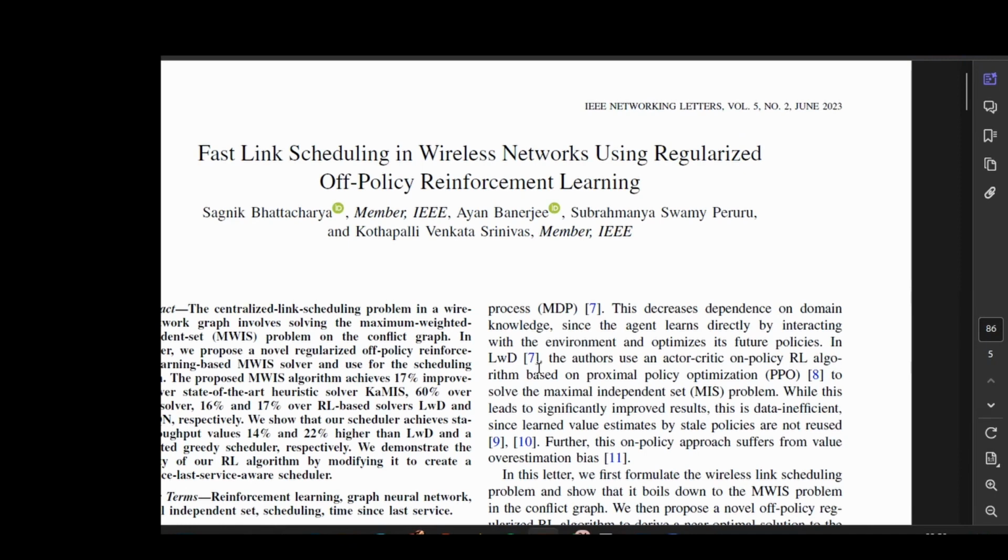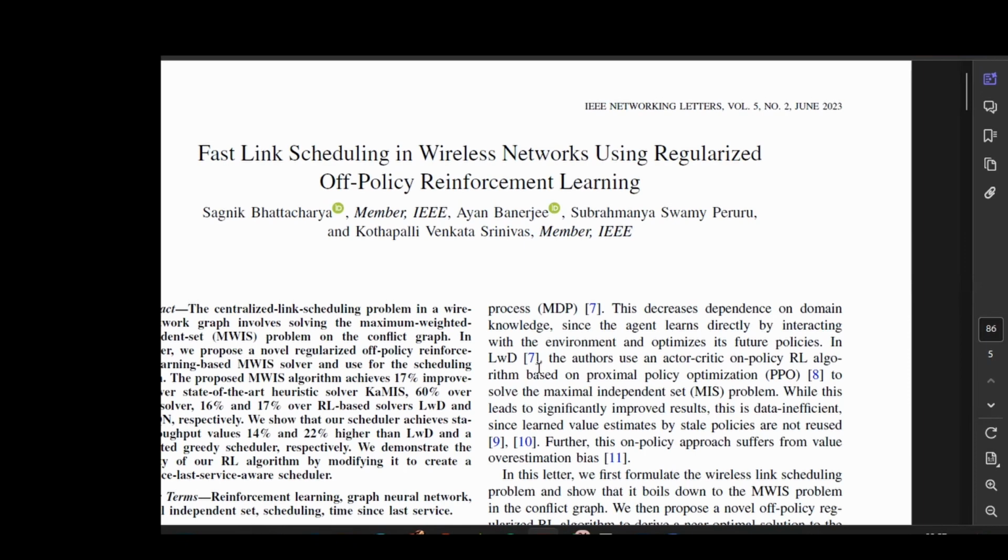is introduced. It is an off-policy regularized RL algorithm using clipped maximum a posteriori policy optimization, CMPO, to solve MWIS efficiently. This new method is robust, data efficient, and converges faster than on-policy methods. The proposed algorithm shows a 60% improvement over standard greedy algorithms, 70% over heuristic solvers like KaMIS, and significant improvements over other RL-based solvers. The numerical analysis demonstrates superior performance in terms of efficiency and outcome. It also has applications to network link scheduling.